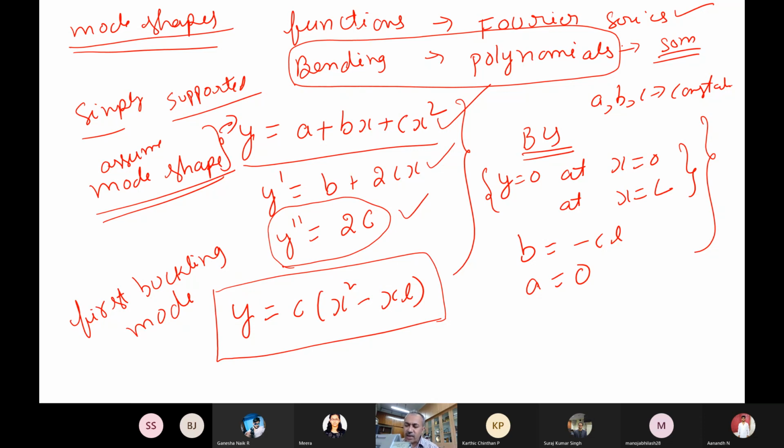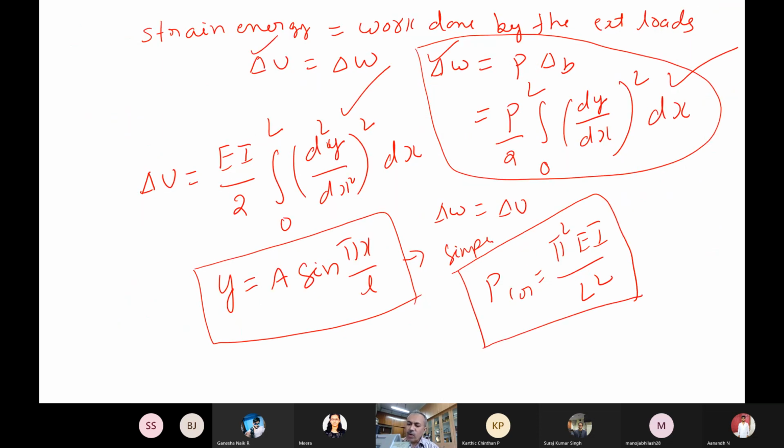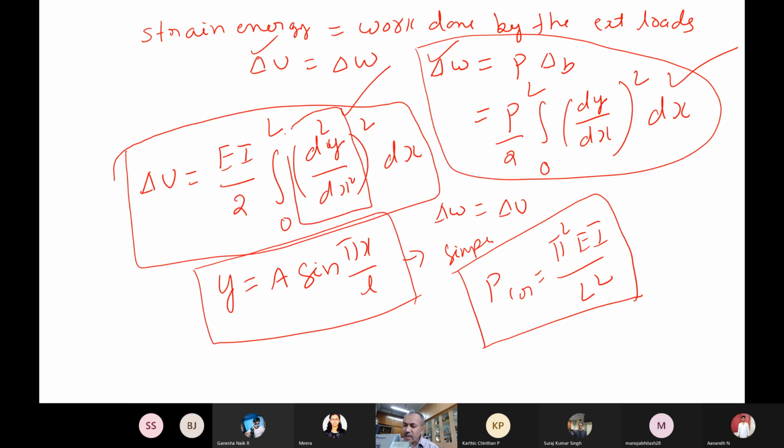So now if you want to decrease the error, there is one trick here. No need to use any higher order polynomial or anything. We can still improve the problem slightly. If you look at this strain energy, what is the expression we have written? EI by 2, integral 0 to L, d square y by dx square. So in this expression we are using the second derivative directly.